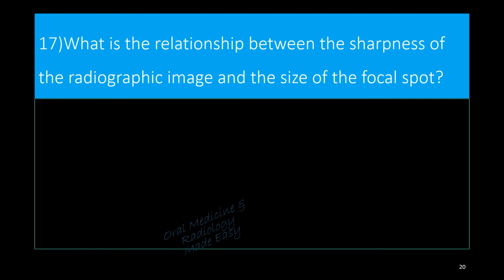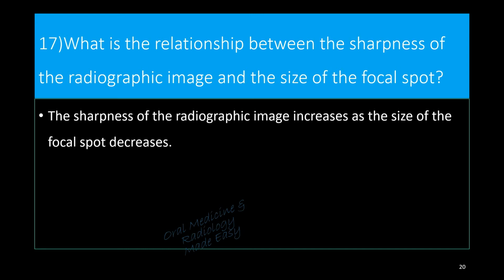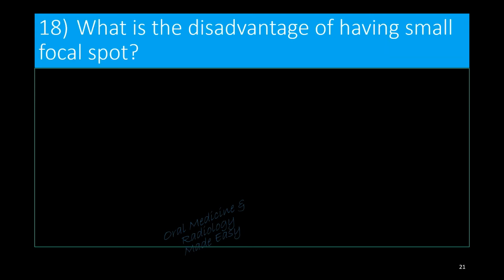What is the relationship between the sharpness of the radiographic image and the size of the focal spot? The sharpness of the radiographic image increases as the size of the focal spot decreases. So they have an inverse relationship. As the focal spot size decreases, the sharpness of the radiographic image increases.